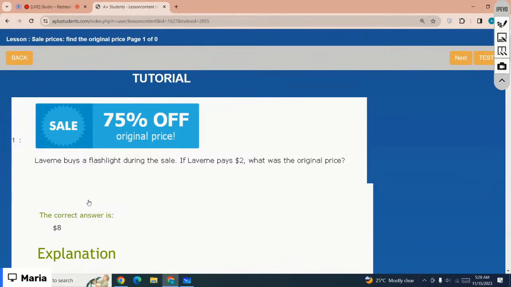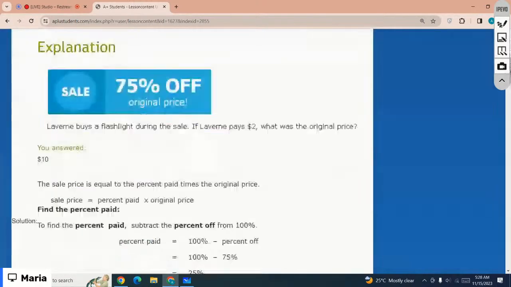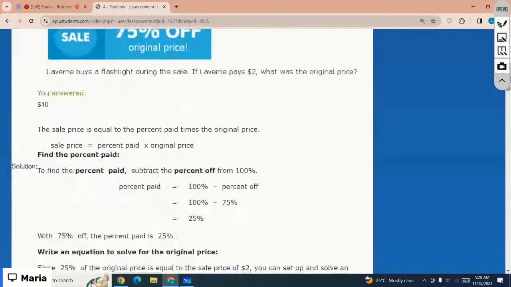Leverin buys a flashlight during the sale. If Leverin pays $2, what was the original price? The sale price of the flashlight is $2, and that was on 75% off. You need to calculate the original price of the light, right? So how do you calculate the original price of the flashlight?